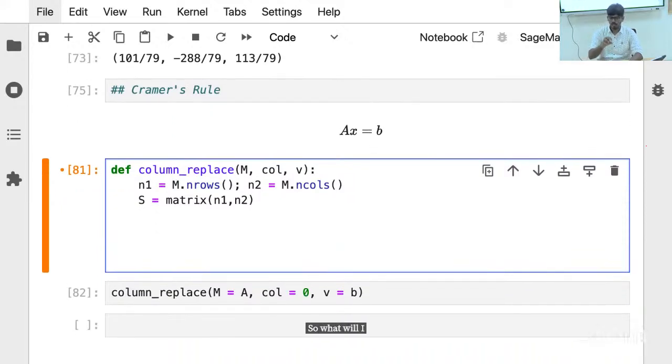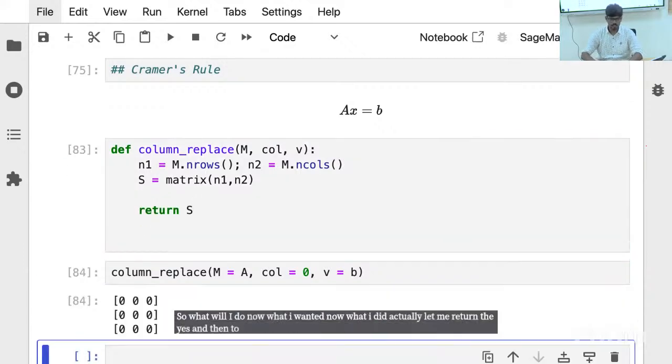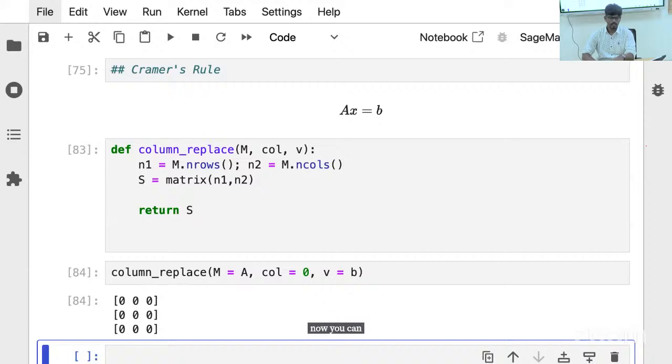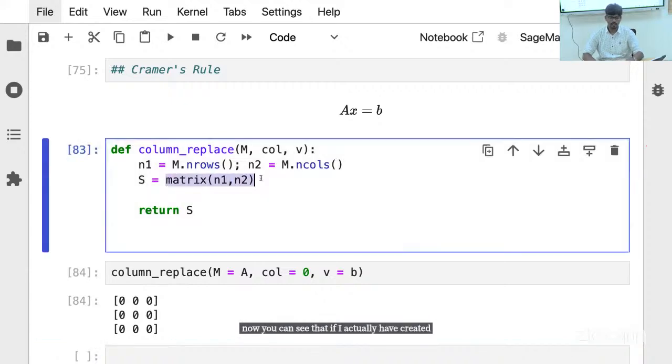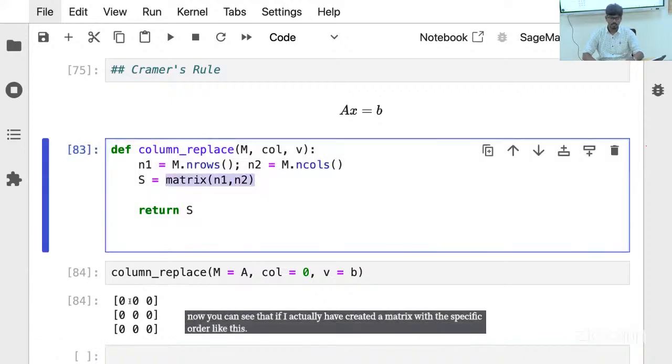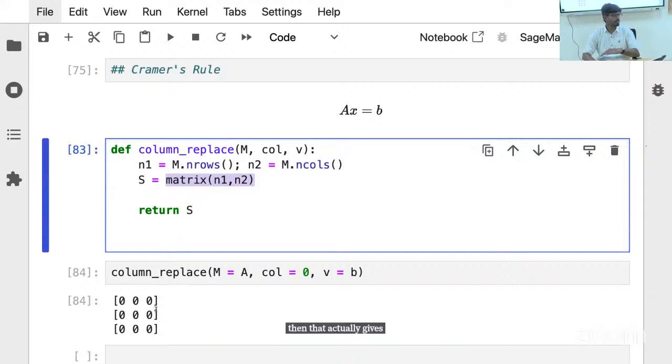Now let me return the S and then tell you what it is. Now you can see that if I have created a matrix with a specific order like this, then that gives me a zero matrix automatically. So every entry is now zero. You know, M is 3 by 3, so it's going to be a 3 by 3 matrix where all the entries are zero.